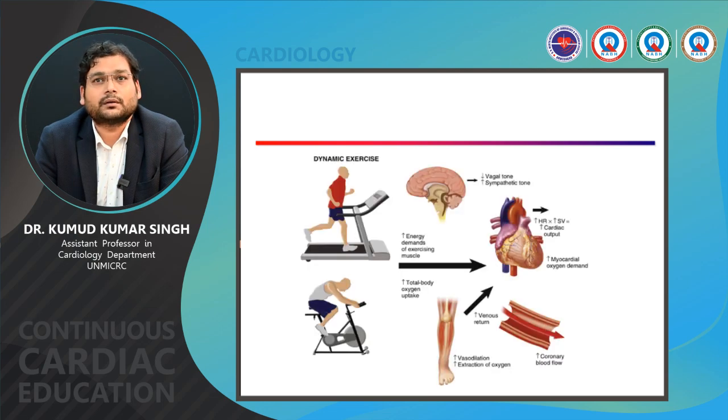This is a pictorial depiction of all the changes that occur after dynamic exercise. There is increased demand of the exercising muscle and increased total body oxygen uptake. There is a decrease in vagal tone and an increase in sympathetic tone. In the heart, there is an increase in heart rate as well as an increase in stroke volume, which is followed by an increase in cardiac output. Myocardial oxygen demand increases, venous return increases, there is an increase in vasodilation and extraction of oxygen in the peripheral muscles, and there is also an increase in coronary blood flow.